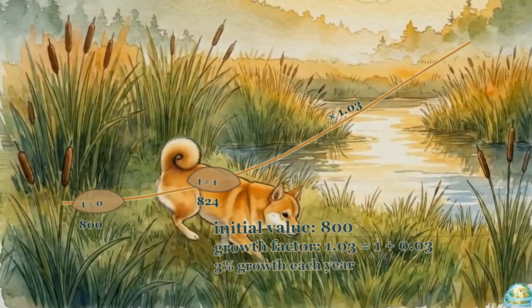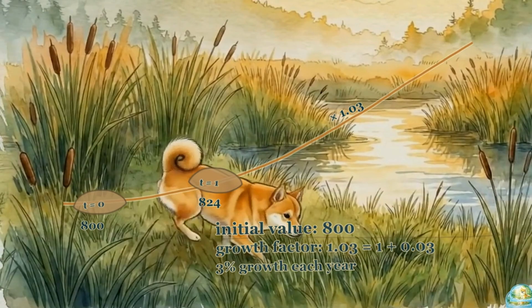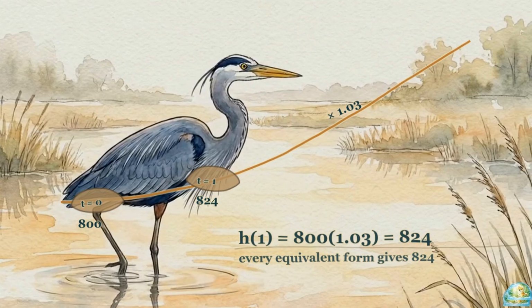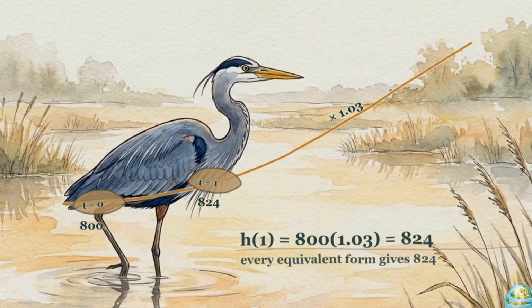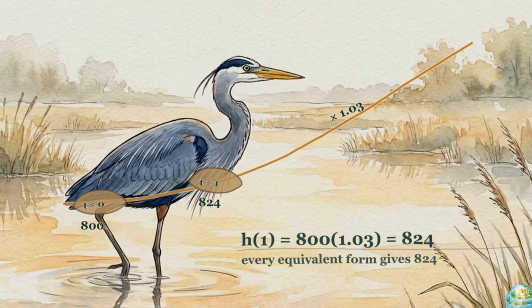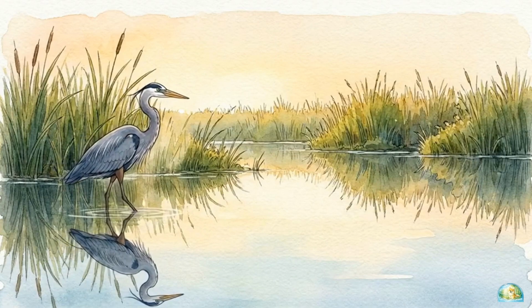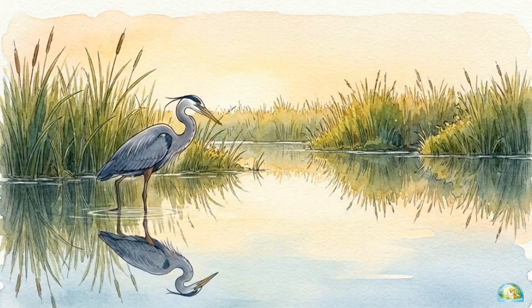800 is the initial value. The factor 1.03 means 100% plus 3% more each year, 3% growth. After 1 year, h of 1 equals 824. Every form gives the same output. Algebraic equations are flexible descriptions. While we change the form, the physical marsh itself remains exactly the same.